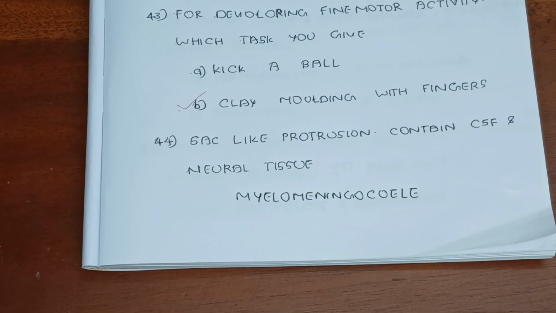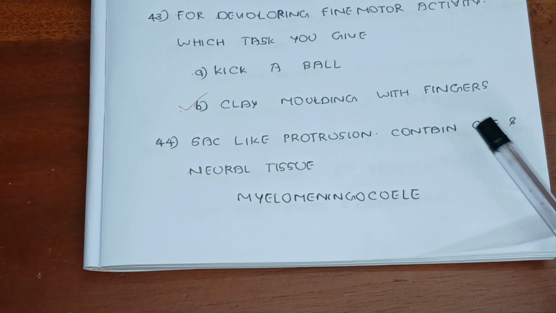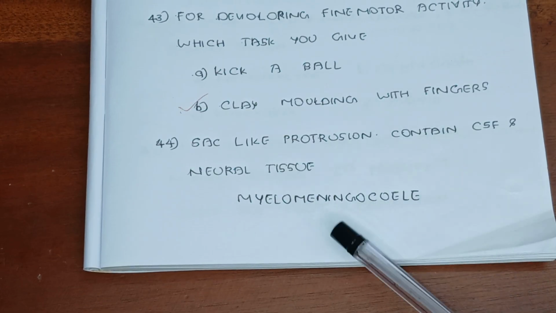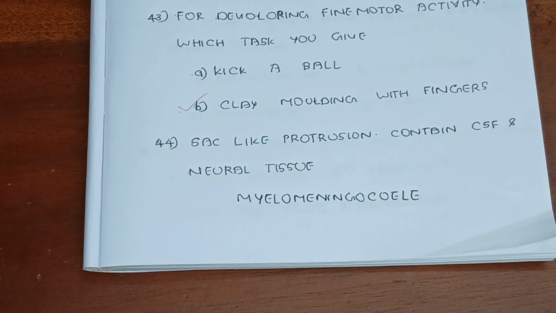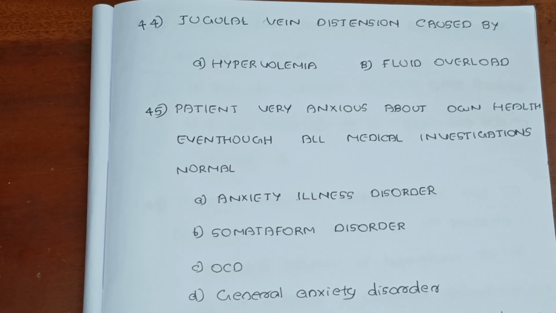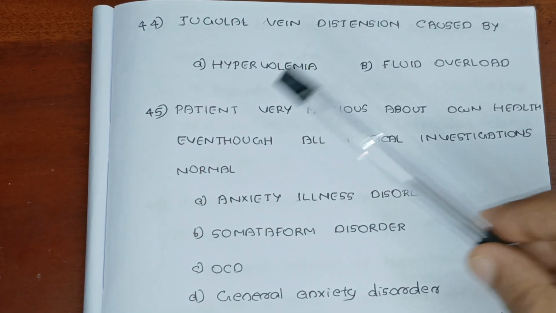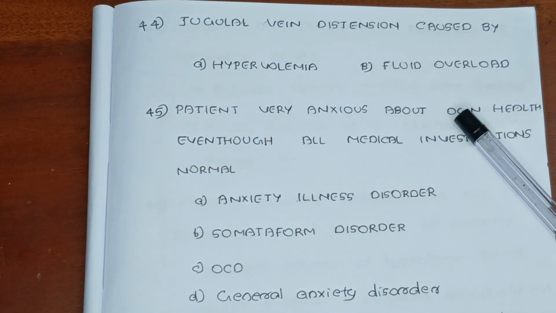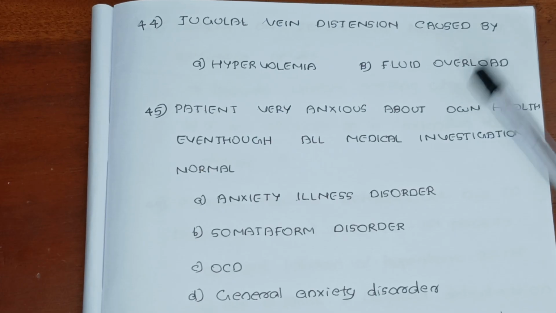Sac-like protrusion containing CSF and neural tissue is myelomeningocele. Jugular vein distension is caused by hypovolemia and fluid overload. Correct option is fluid overload.